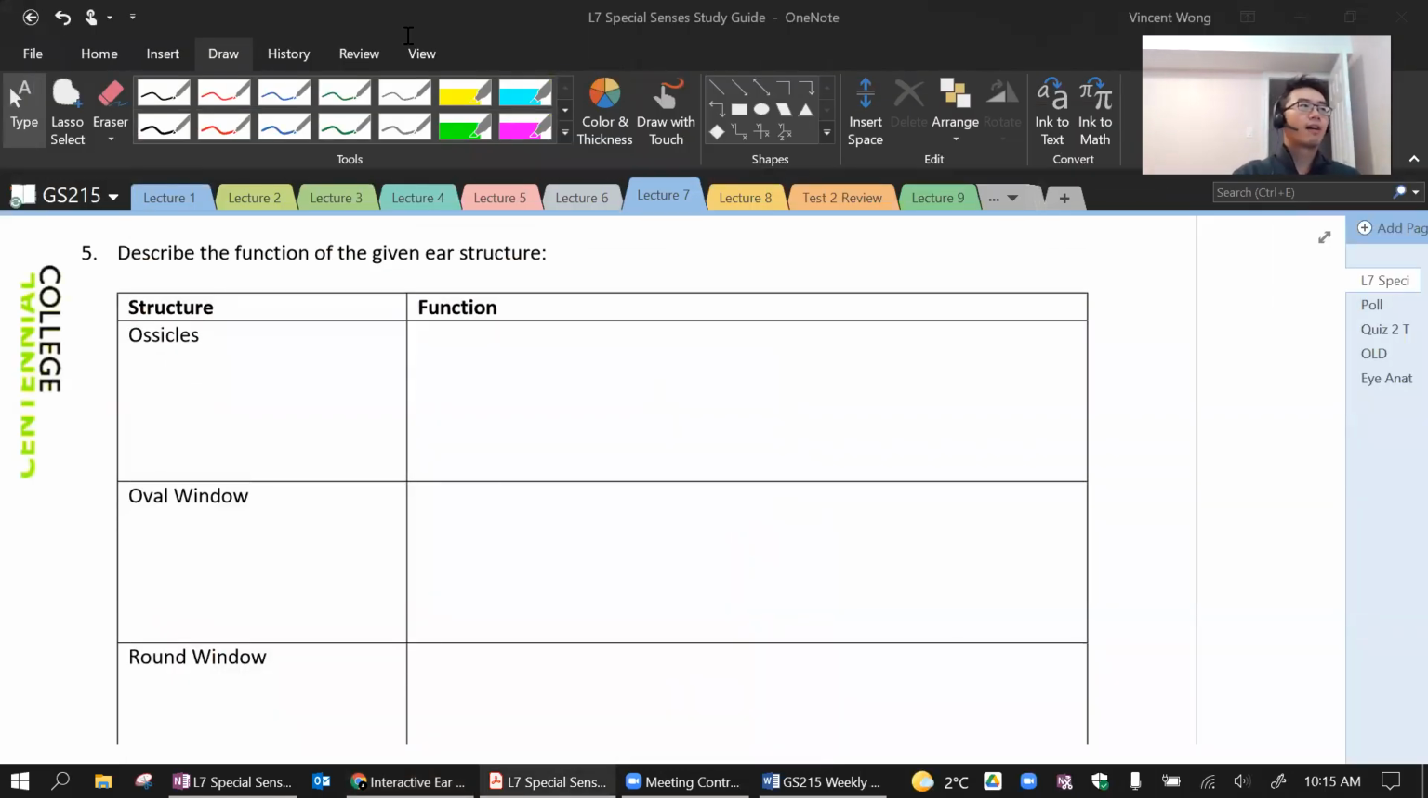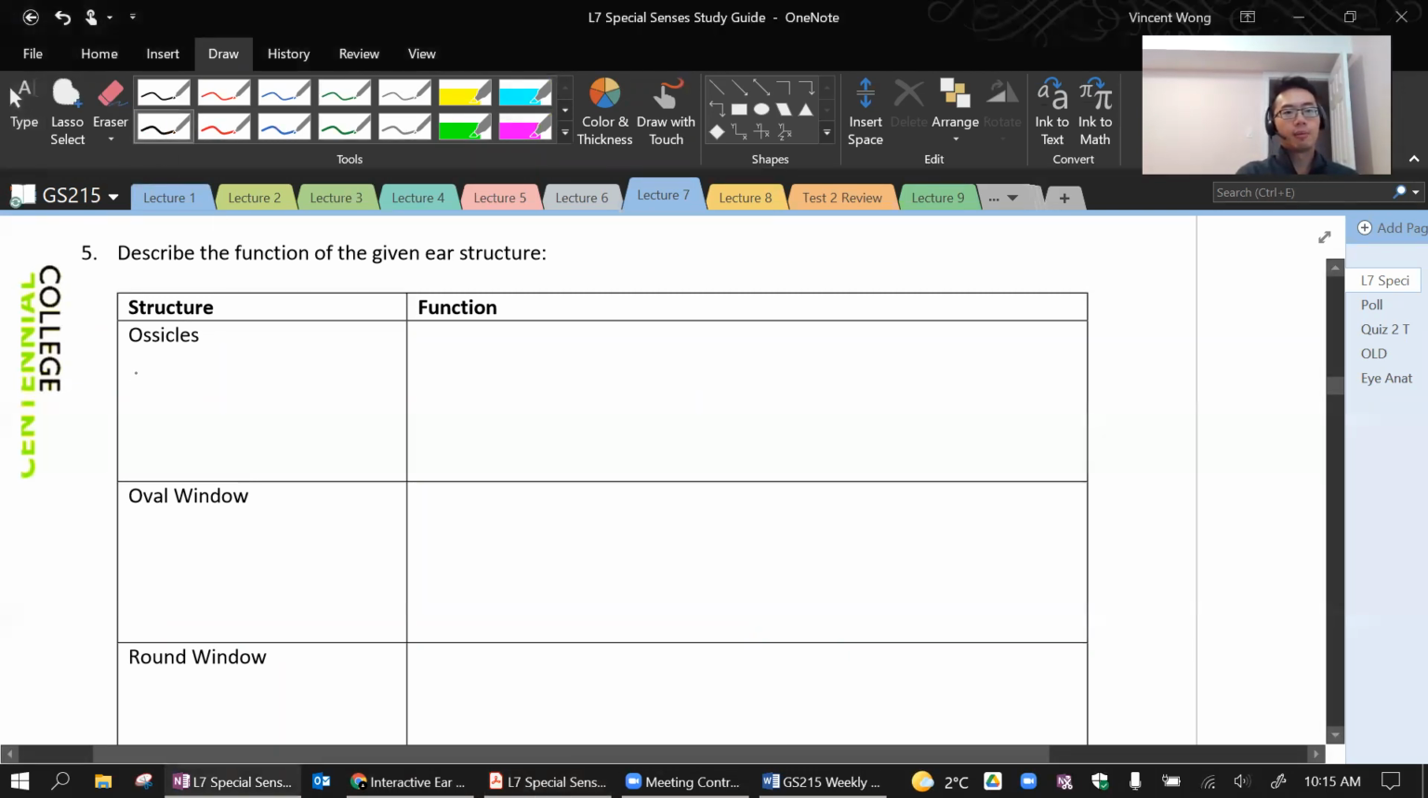Ossicles. Okay, so you have 3 ossicles. From lateral to medial, we start with the malleus, incus, and then stapes. Their common names are hammer, anvil, and stirrup, resembling real life objects.